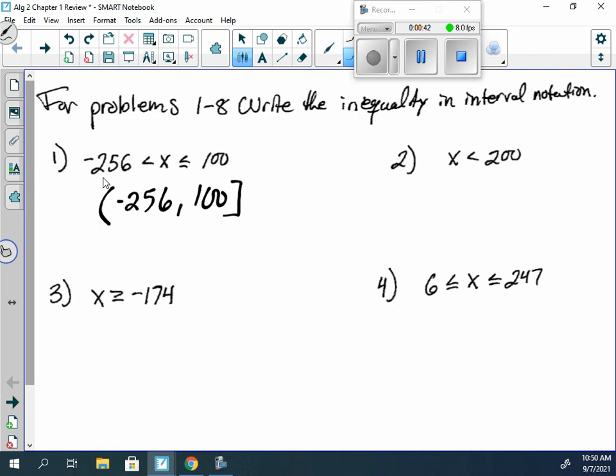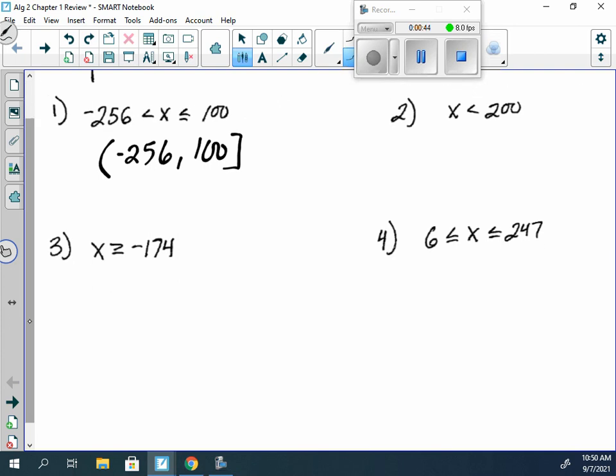Well, if we look at problem 3, it says x is greater than or equal to negative 174. So the smallest number that we could have is, and the biggest number is, 174 would have a, infinity will always have a, yep, we can never include it.